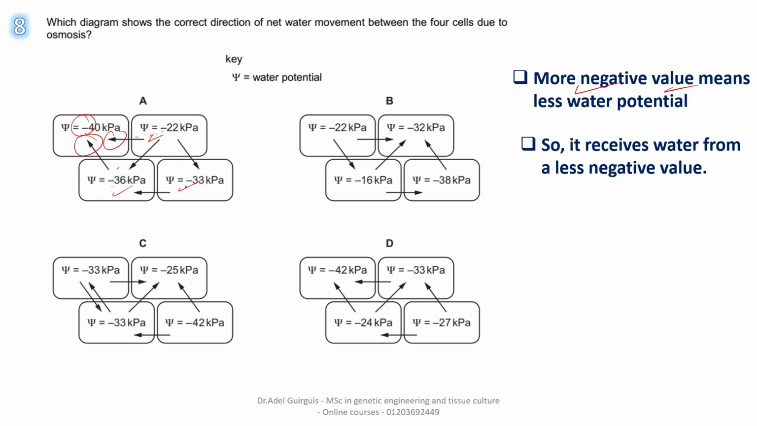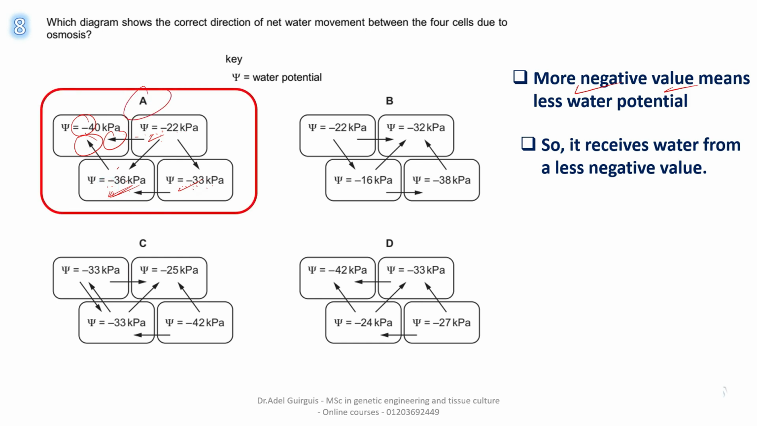Look at minus 33, it passes water by osmosis to the cell. Also minus 22 passes water to what? To minus 33 and the minus 36. So the answer is A, is right. Okay, the answer is A.